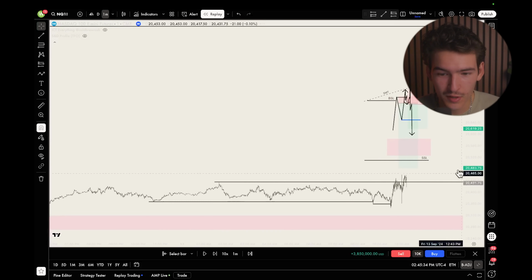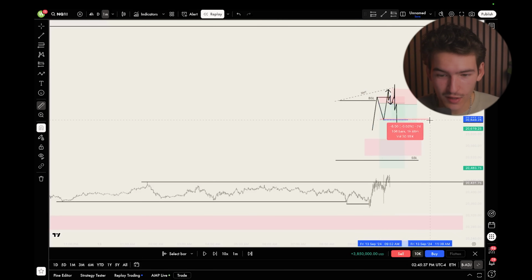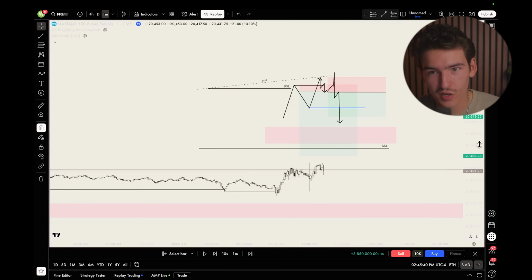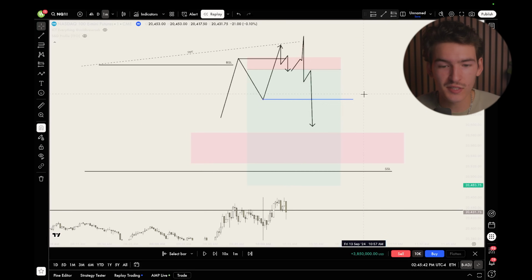Because again, you're too zoomed in. When you zoom out to the bigger time frame, you realize this is just the manipulation leg and then this is the break of structure, because you're just too zoomed in trying to catch a top. Wait for the market to actually show you the signs of what it is, right?